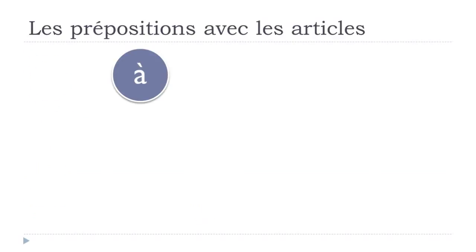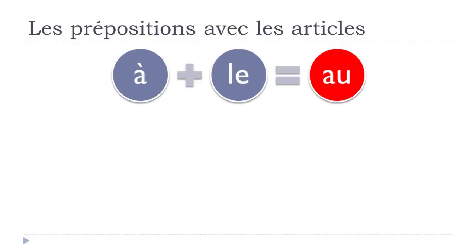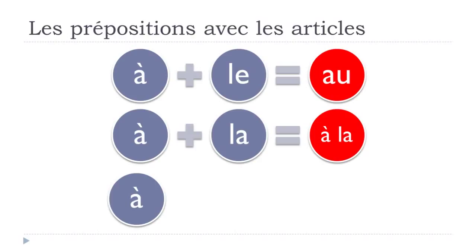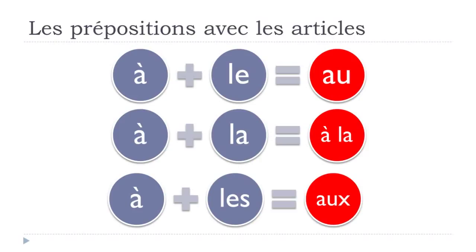Alright, so if we want to make it clear, then we can say that à plus le will become au, okay, then à plus la will stay the same, à la, it doesn't change at all, and then à plus les will become aux, but then remember that phonetically it's o. Okay, so that's the main thing that you should remember if we talk about this preposition à combined with the article, les articles définis here.